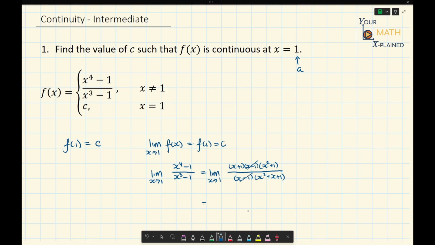So this is equal to the limit as x approaches 1 of x plus 1 times x squared plus 1 over x squared plus x plus 1. And now our denominator is no longer 0, so we can go ahead and use direct substitution. So this is equal to 4 over 3. Now if we take this and go back to here, we said that in order for it to be continuous, our limit must equal c. Therefore, the value of c must be equal to 4 over 3.